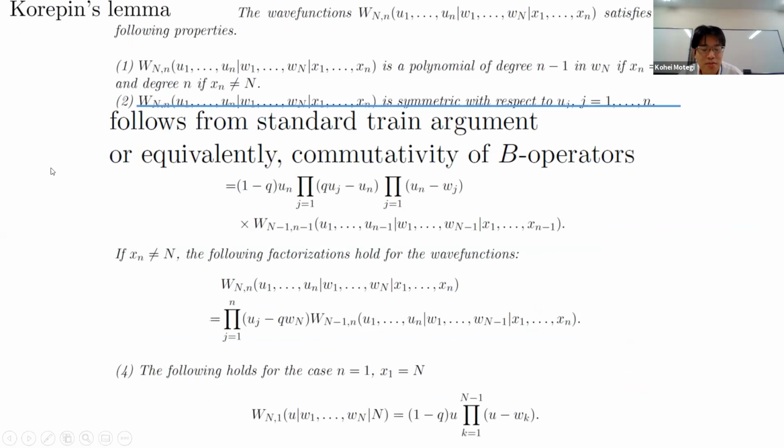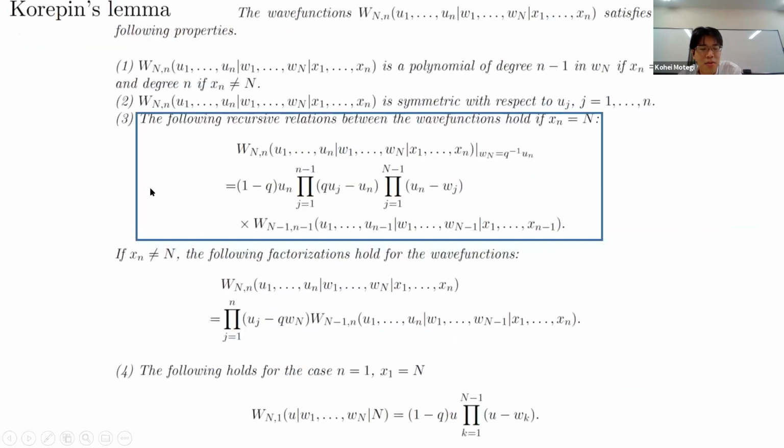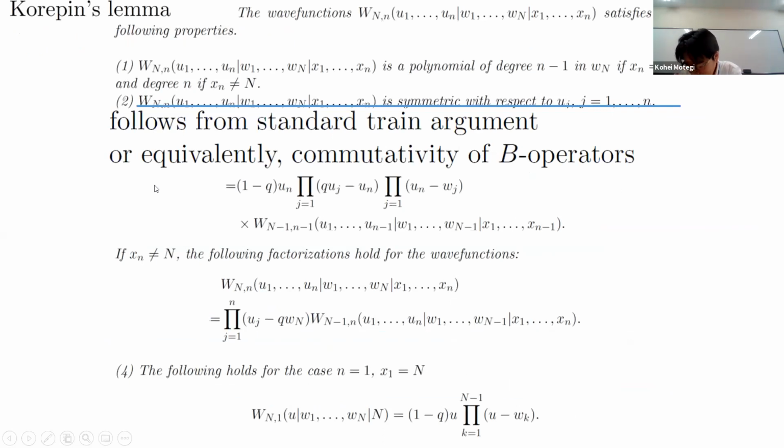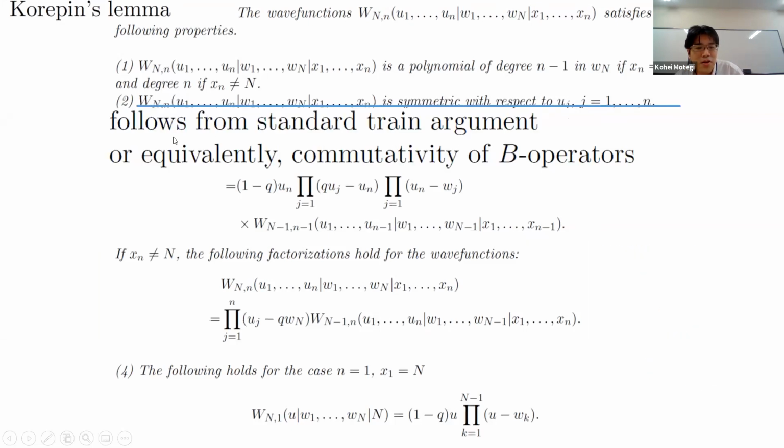And this second property, which is the symmetry in the U variables here, can be shown by the standard train argument, or equivalently the commutativity of the so-called B operators. And I think many people know this. So this follows from the Yang-Baxter relation. I think many people know, so I will skip this part. So now we have checked that these three properties which I explained hold.